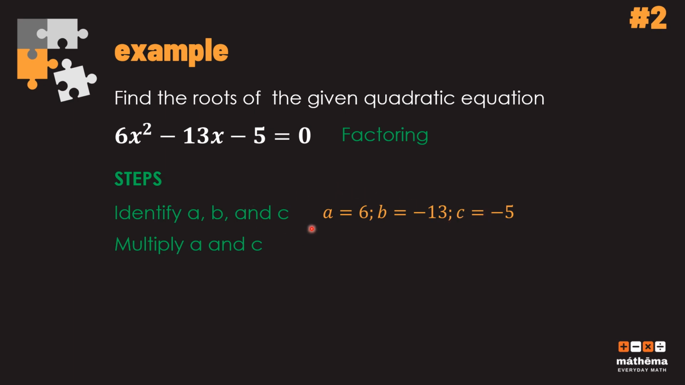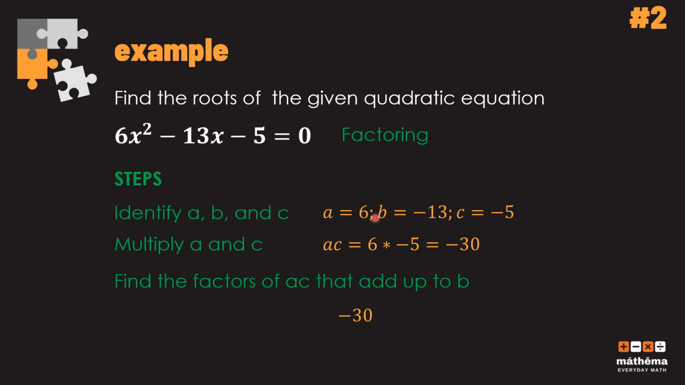Now, step number 2 is we are going to multiply a and c. So again, our a is 6, our c is negative 5. So therefore, 6 times negative 5 will give us negative 30. After that one, we are going to look for the factors of AC, or the factors of negative 30 that add up to B. So again, we are going to find the factors of negative 30 that when added will give us B, which is again negative 13.